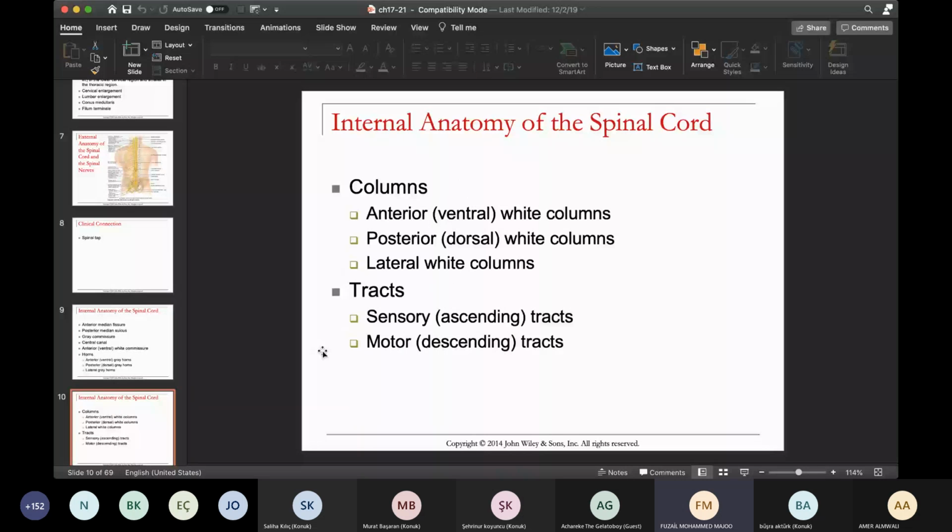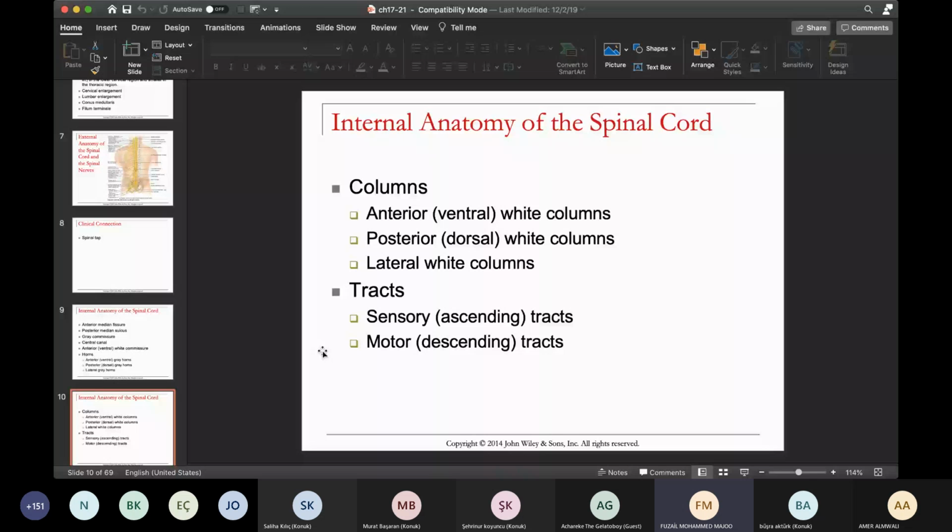All right, so the white matter, just like the gray matter, ends up being organized into regions. The anterior and the posterior gray horns divide the white matter on each side into three areas that are called columns. These three columns are the anterior or ventral white column, the dorsal or posterior white column, and of course the lateral white columns.